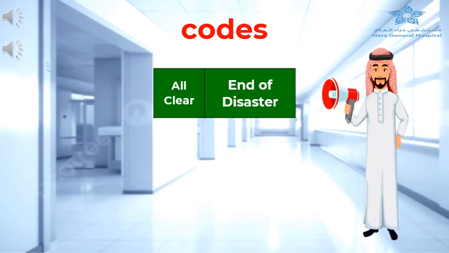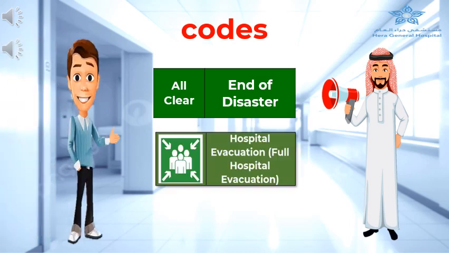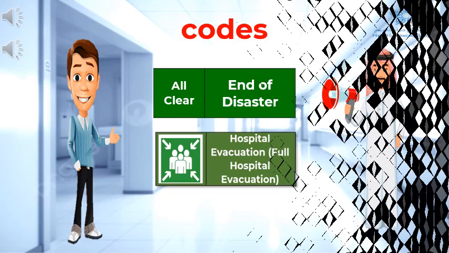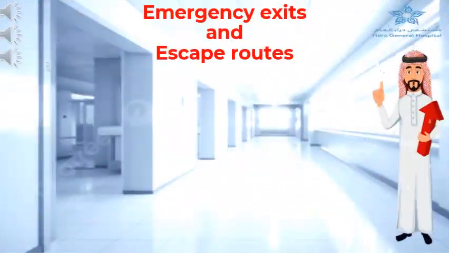Finally, all clear. End of disaster. Remember, this picture means assembly points, and this code is used if there is a full hospital evacuation. Emergency exits and escape routes.